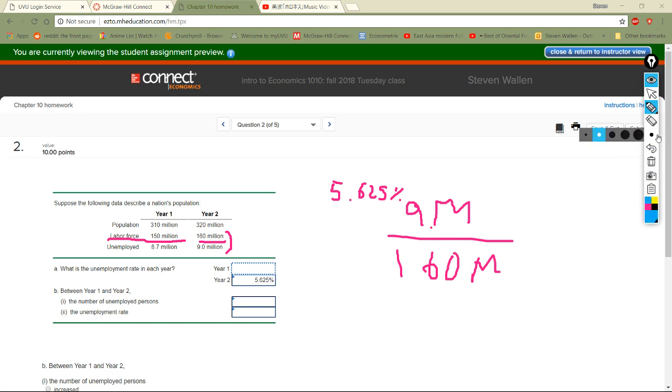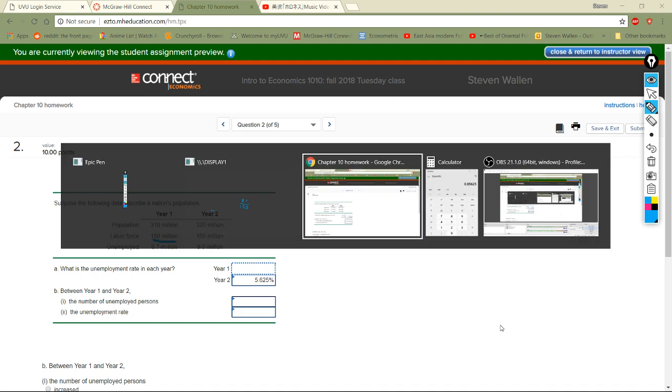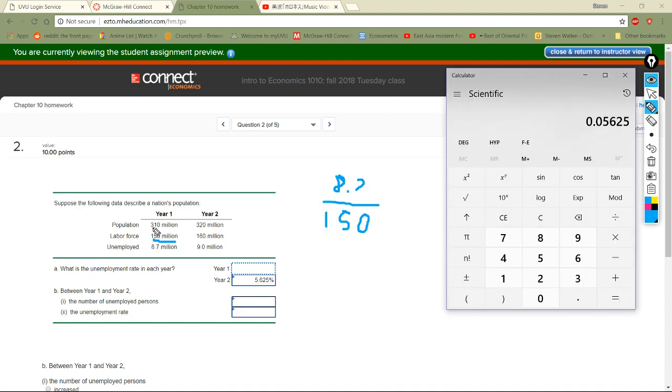All right. And then let's go ahead and go up here. We'll clear out all this other stuff. All right. Year 1, we're going to do 150 million, right? 150 million. And it's going to be 8.7 divided by that. So pop that into our calculator. Remember, why are we not using the population? Because we're only using the labor force versus unemployed, okay? That's how you figure out your unemployment rate.